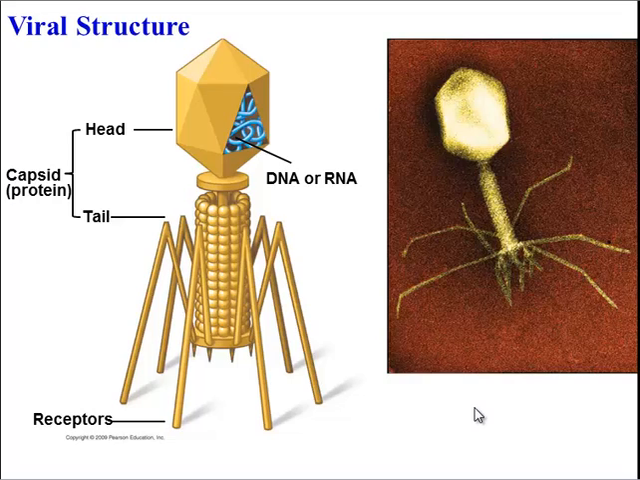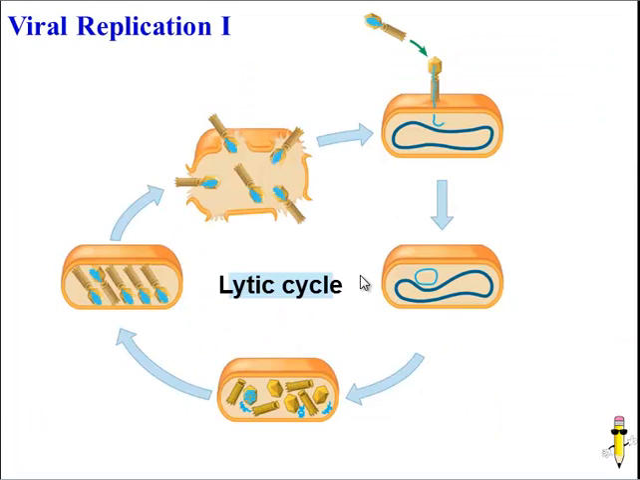You don't have to draw this diagram in your notes because you've probably already got it there somewhere. Remember that viruses are very simple. They have DNA or RNA inside, and then they have a capsid or a protein coat. And oftentimes, if you're a bacteriophage, that might be divided into a head and a tail. And all viruses have receptor proteins that they use to attach to their host cell.